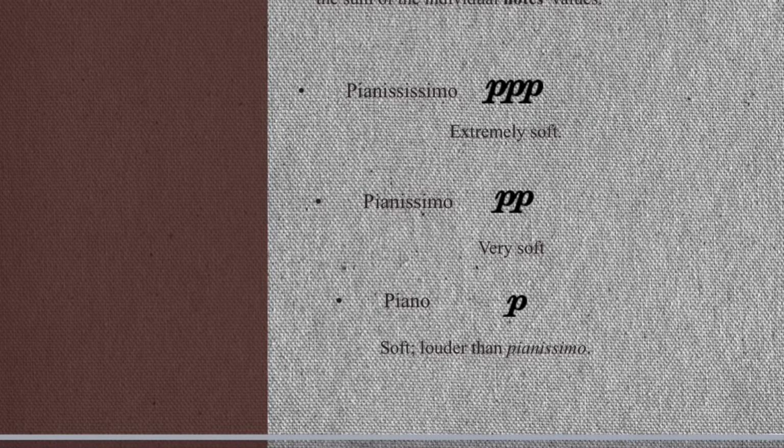Now let's proceed to dynamics. Dynamics are indicators of the relative intensity or volume of a musical line. The first example is the pianississimo, which has the symbol of three letter P's. Pianississimo means extremely soft. Next is pianissimo, which has the symbol of two letter P's, which means very soft. Next is piano, which has the symbol of one letter P, which means soft and is louder than pianissimo.